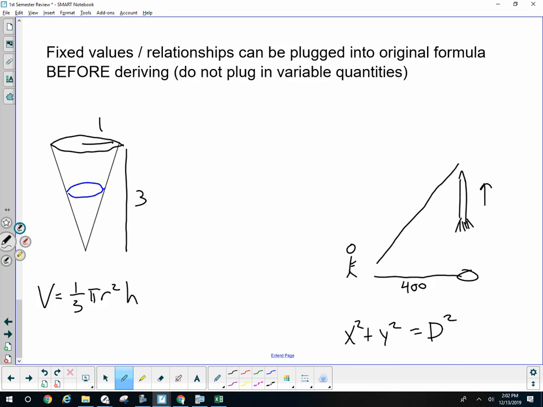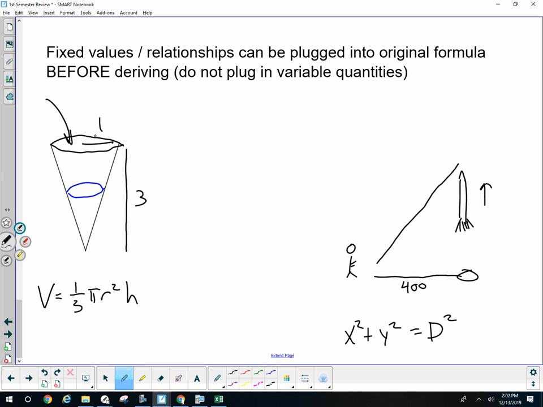Here's a cone problem. Say we have water being poured into this cone, and we're trying to figure out how quickly the height of the water is changing. Well, you don't want to take the derivative of this because you have 3 variables and you'd have to use the product rule.